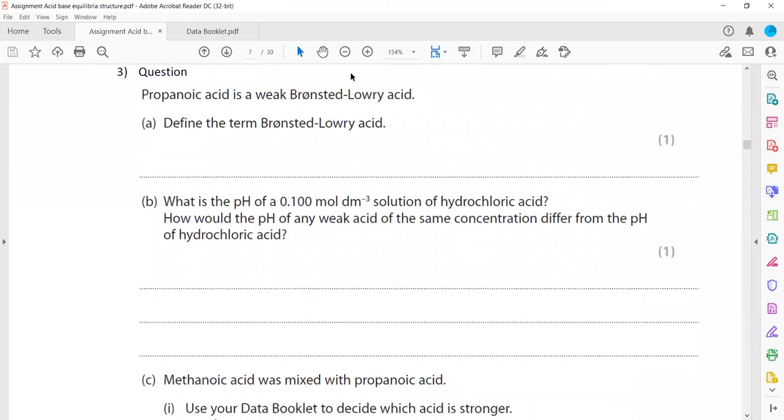Propanoic acid is a weak Bronsted-Lowry acid. Define the term Bronsted-Lowry acid. Acids are proton donors, so we can mention that it donates a proton.